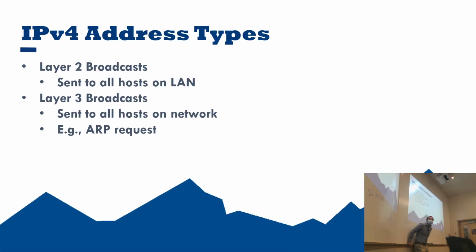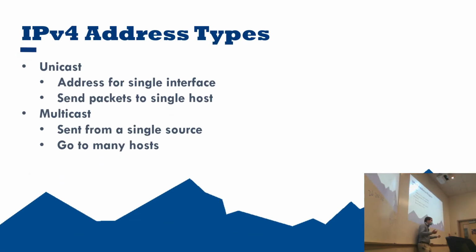Okay, so you have layer 2 broadcast. Layer 2 broadcast is where you're going to send everything out to the local area network. So specifically, whatever's on that specific collision domain will receive a broadcast. And layer 3 is going to send it out to the entire network. One example of that could be an ARP request, trying to figure out what someone's address is based on their MAC or that sort of thing. So does that make sense to everyone?